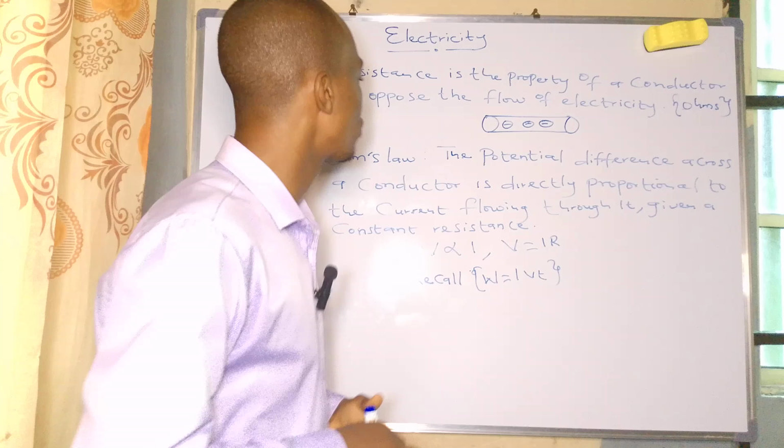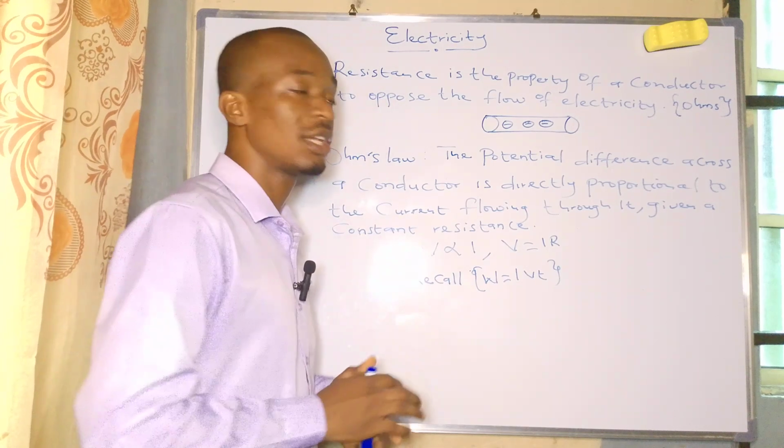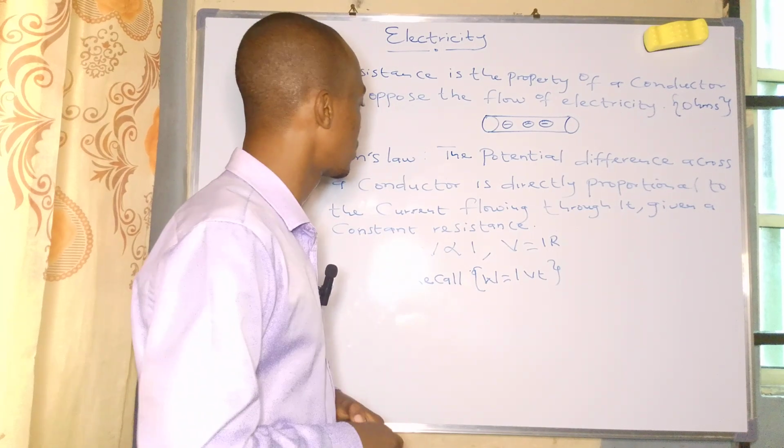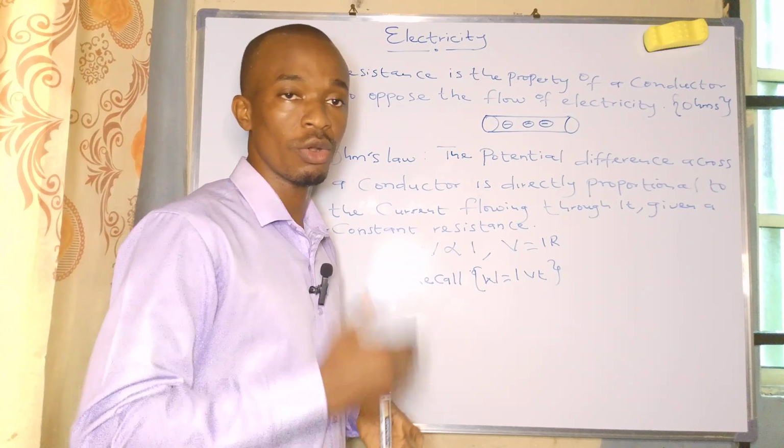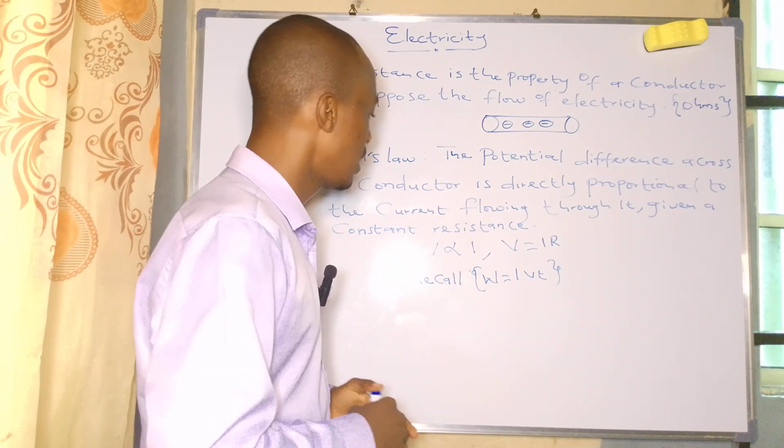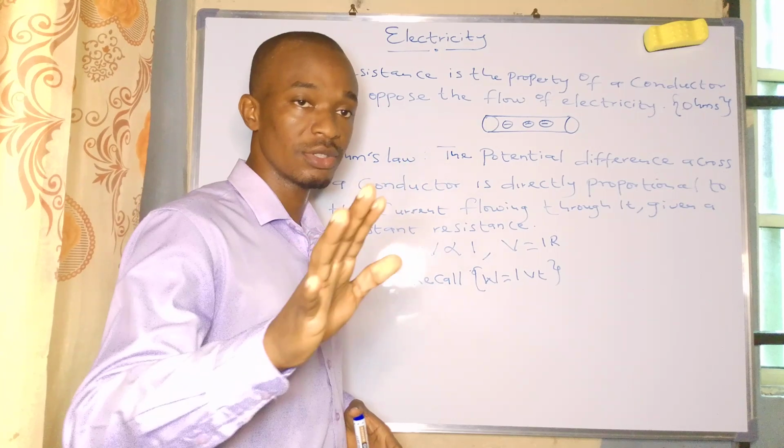So there's what we call Ohm's law. Ohm's law states that the potential difference across a conductor is directly proportional to the current flowing through it, provided that resistance is constant.